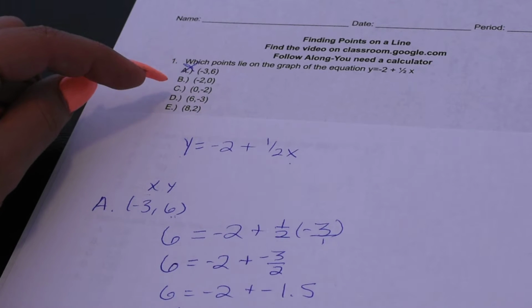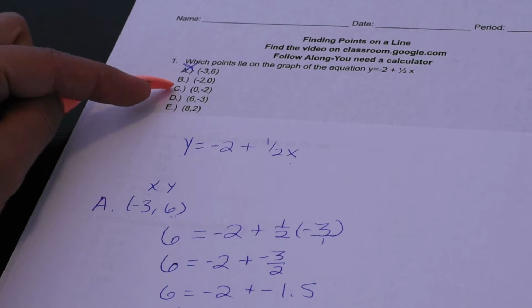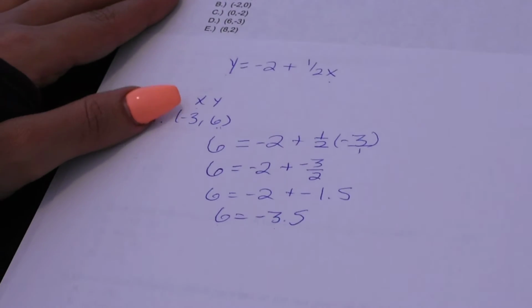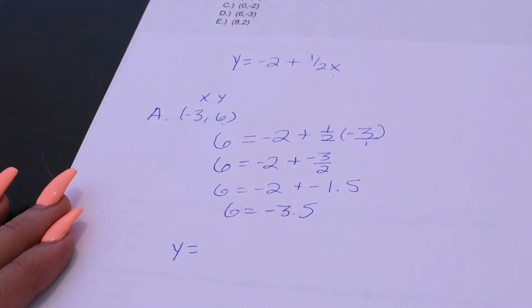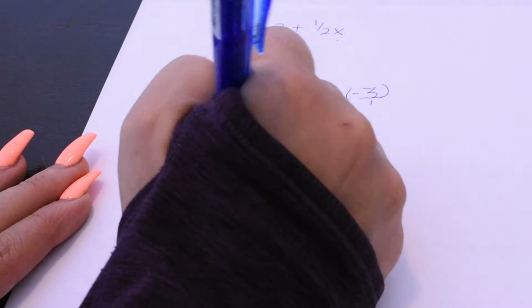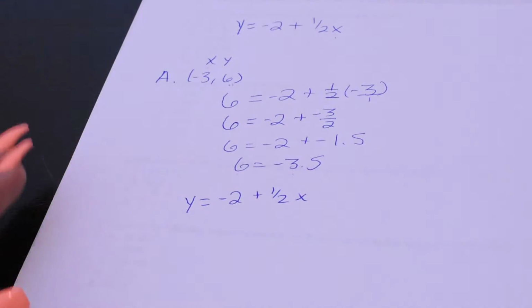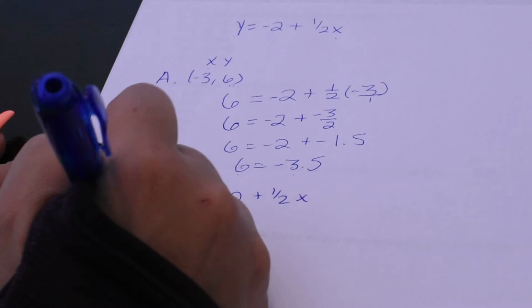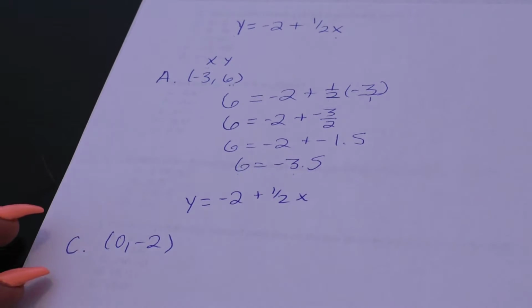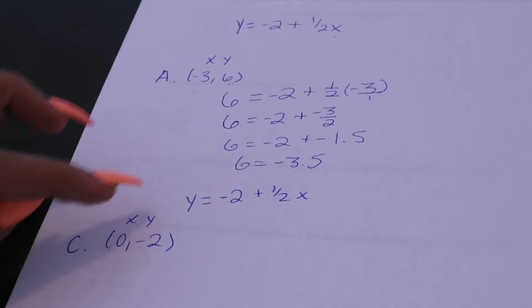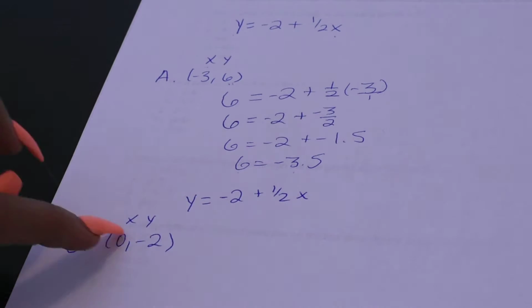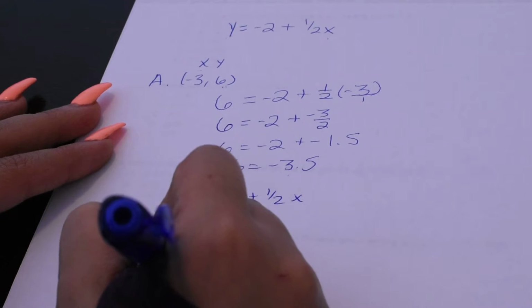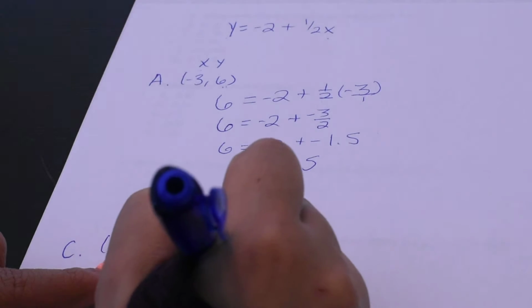I'm going to do C with y'all just because I want you to see what a true statement would look like. So let's look at C. My equation, as we said, is y equals negative 2 plus 1/2 x, right? My C point is 0, negative 2. I'm going to label x and y, and plug in y as negative 2 and x as 0. So instead of y, I'll write negative 2 because that's my y point.